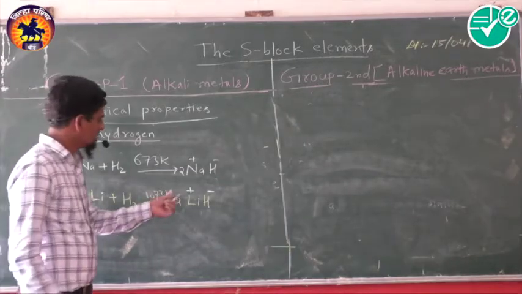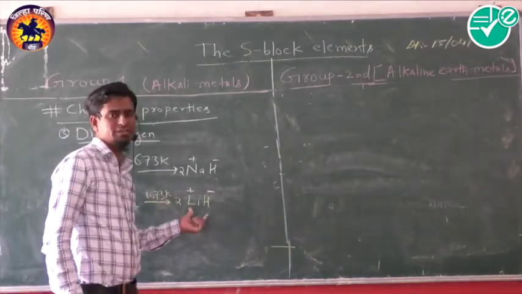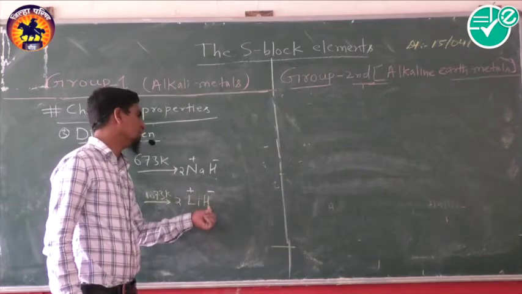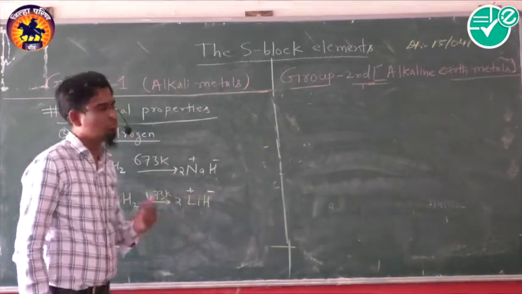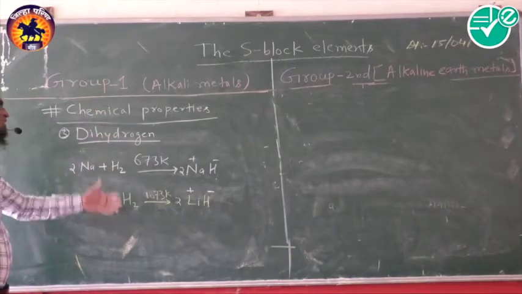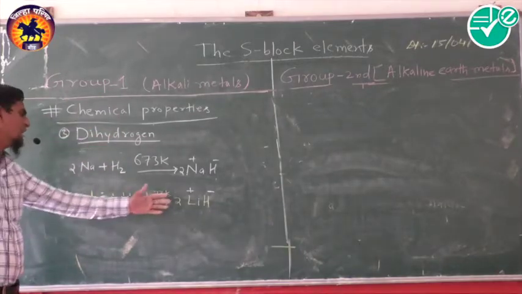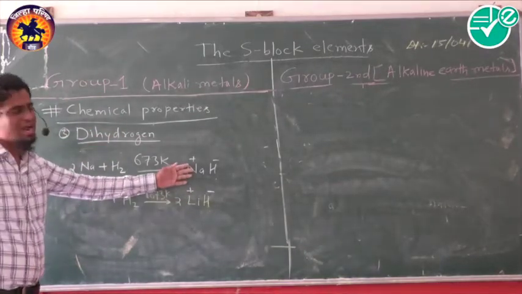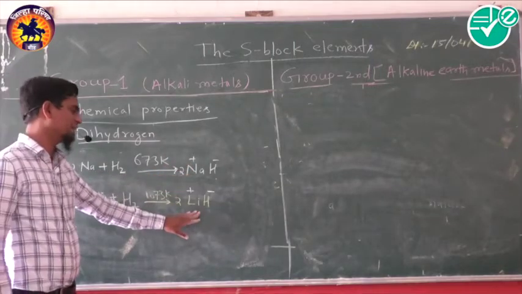Sorry, it is not covalent, it is ionic in nature, because the size of hydrogen is so much small. You don't worry about that. So all the alkali metals form what, sir? Hydrides. Okay, metallic hydrides: sodium hydride, lithium hydride.